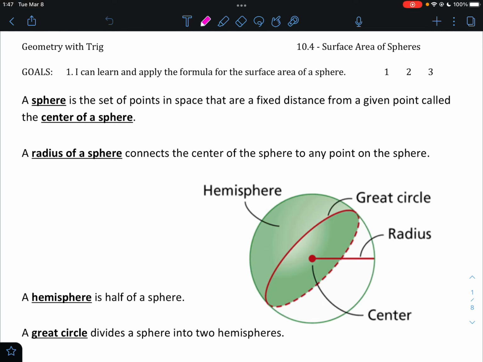Welcome to the video on the surface area of spheres. In this video, we're going to take a look at how to find the surface area of a sphere or a hemisphere as well. So first of all, what is a sphere?